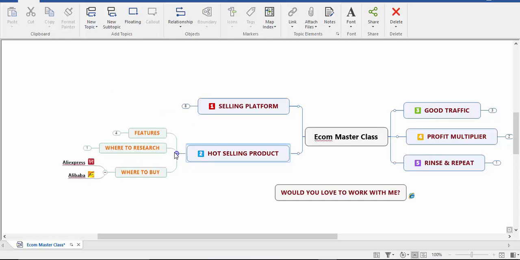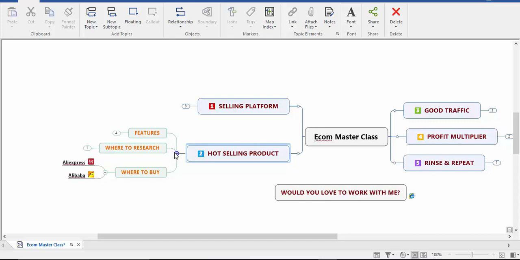Hot selling products. Before you can venture into the e-commerce business, you must have a hot selling product to sell. You can't just buy any product and list it across all different platforms and say you want to sell. No, it doesn't work that way. You need a hot selling product. What is a hot selling product? A hot selling product is a product that people are craving. People really want to have them. People will beg you to sell them to them.